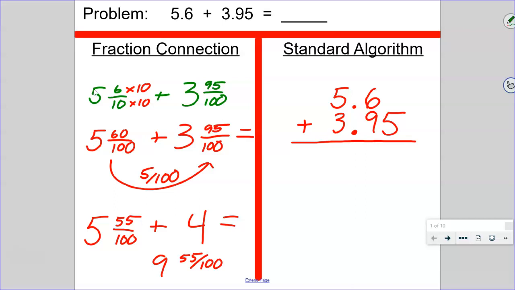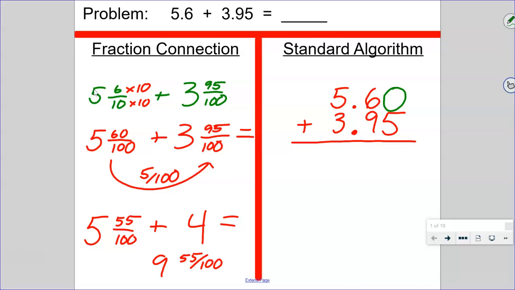Now, with this empty spot, we can go ahead and put a 0 in there, because 6/10 is the same thing as 60 hundredths, which is exactly what we just did with the fractions over here a moment ago. But now we're ready to add these the way that we always have.